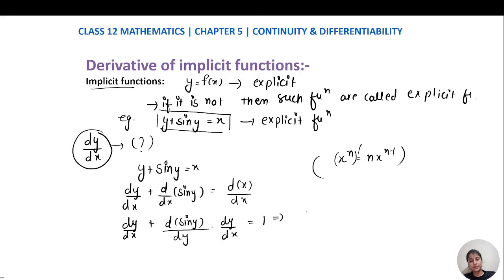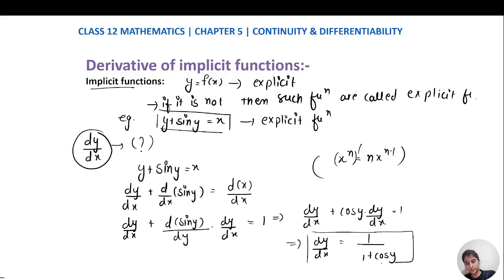So by this, what we get is dy by dx plus the derivative of sine y, which we know is cos y, times dy by dx, this will be 1. So from here our dy by dx will be nothing but 1 upon 1 plus cos y.